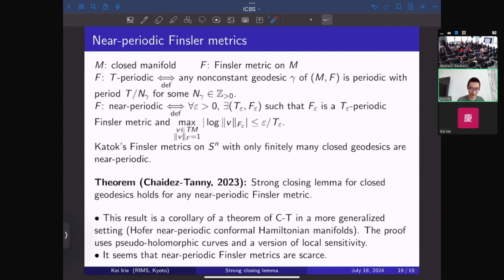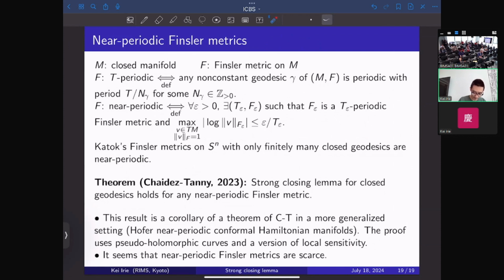Actually, this result is not exactly written in their paper, but the result is a corollary of a theorem in a more generalized setting in a symplectic language, and the proof uses pseudo-holomorphic curve techniques and a version of local sensitivity. So I think this is a very nice result.